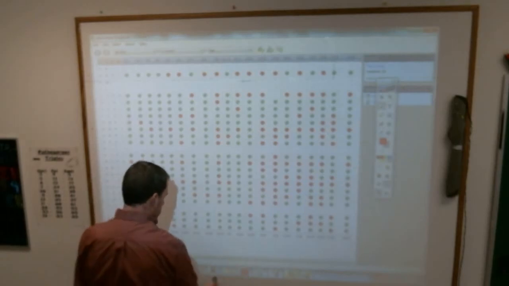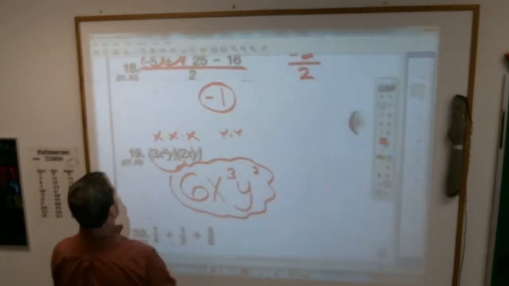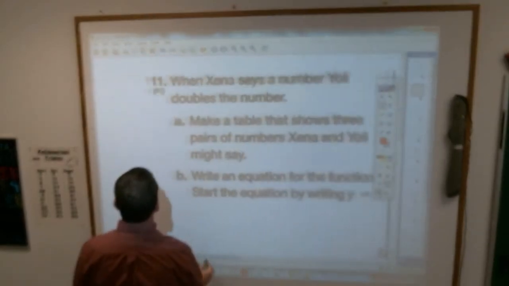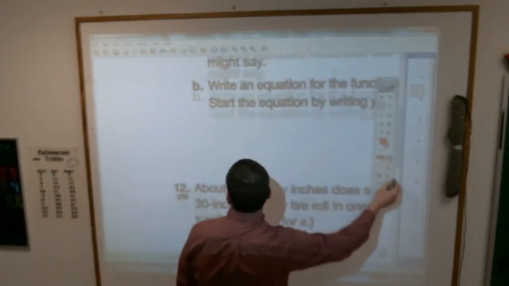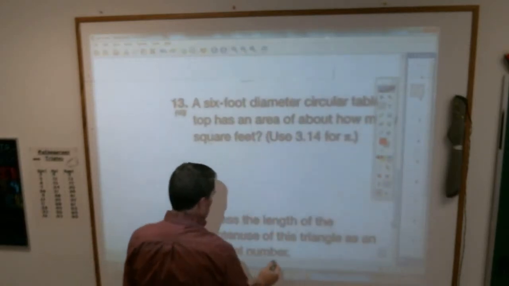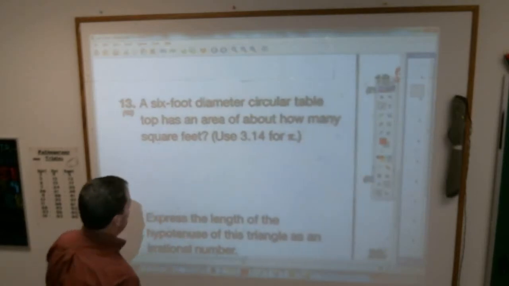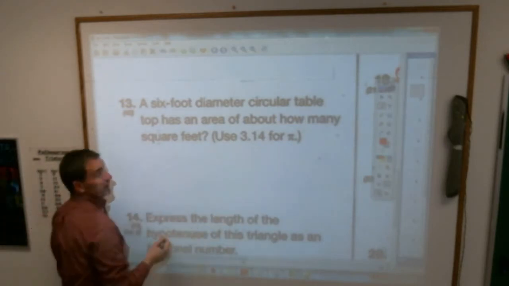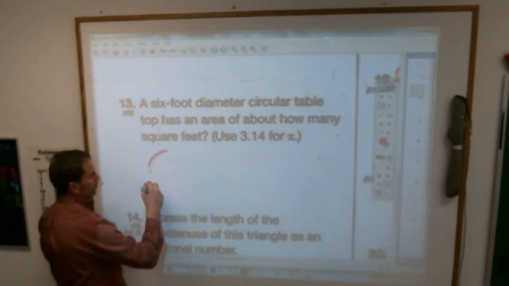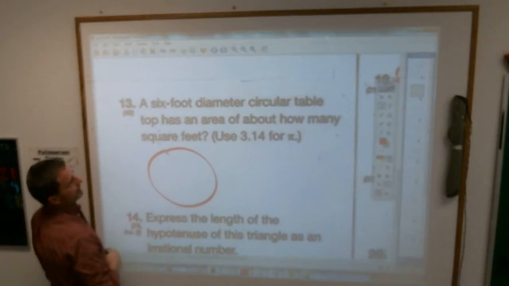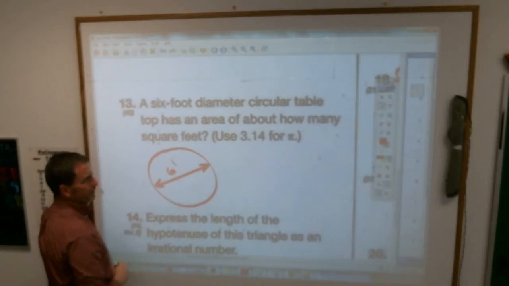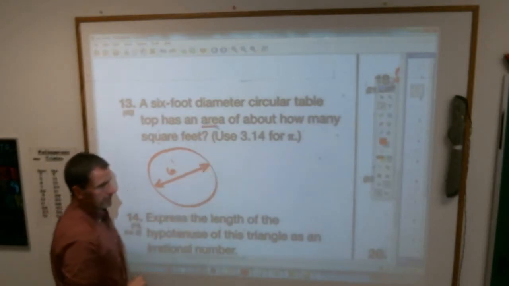Do we do 13? Let's look at 13. Numero 13. 11, 12, and 13. A 6-foot diameter circular table has an area of about how many square feet? Maybe I read the answer wrong because this doesn't sound hard to me. On my notes for tomorrow, which I encourage you to do, you would have drawn this round table. It's a 6-foot diameter. And then I would write down the formula for the area of a circle.